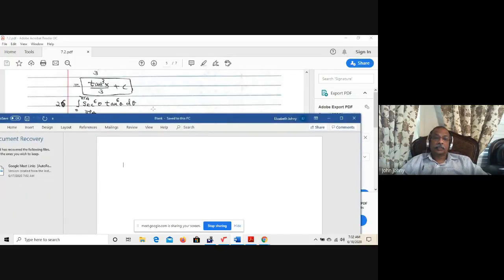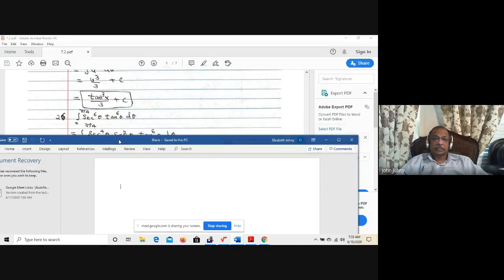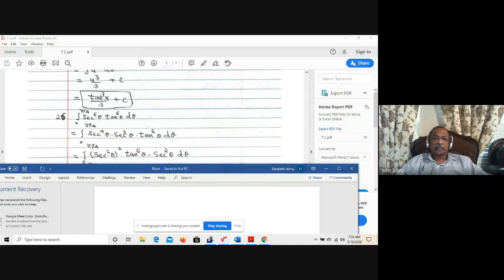Now, next one is the integral of secant to the 6 theta tan to the 6 theta d theta. You write secant to the 6 theta as secant to the 4 theta times secant square theta, because we know secant square theta is the derivative of tan theta. So rewrite it as secant to the 4 theta times secant square theta times tan to the power of 6 theta. Secant to the 4 theta is secant square theta, the whole square, times tan to the 6 theta times secant square theta d theta.